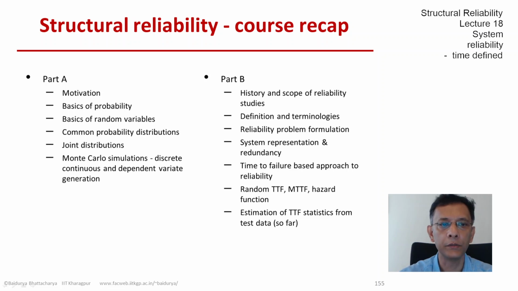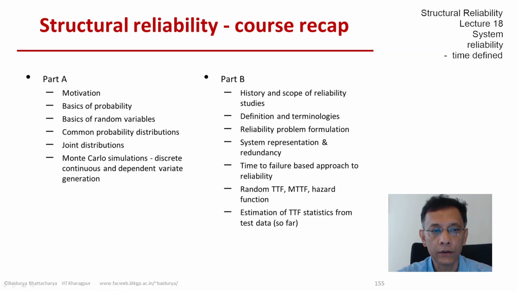In this part, which is part B, we introduced the development of the subject from its early days, defined relevant terms, and spent a good amount of time discussing how to formulate reliability problems, especially the kind that we are interested in, the capacity demand type, and then how to represent systems in terms of their constituent elements. We discussed types of redundancy and how redundancy can be limited because of dependence and common cause and such. Then we started tackling the time to failure based approach to reliability.